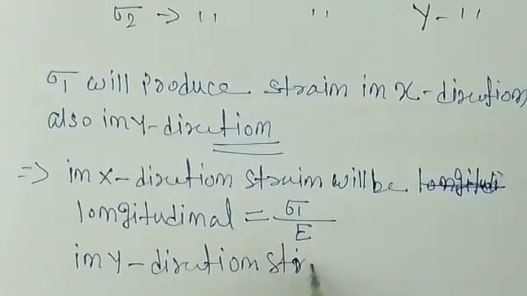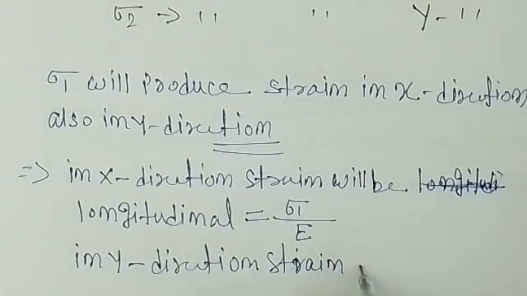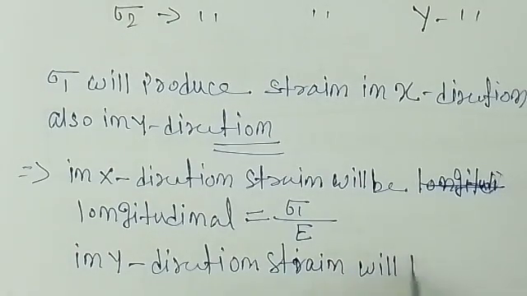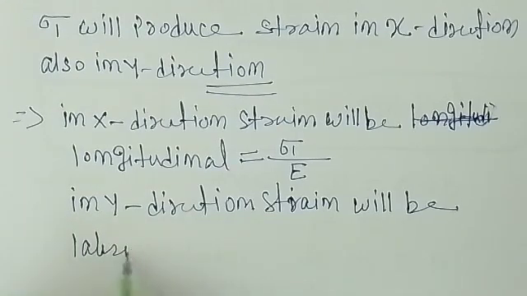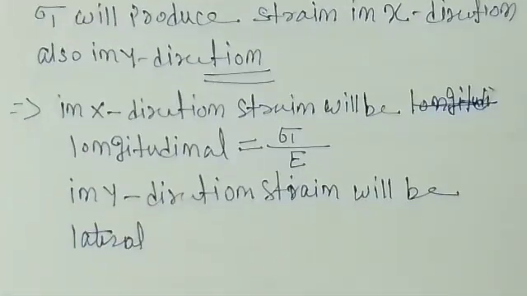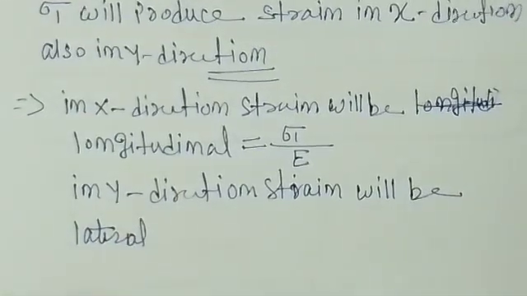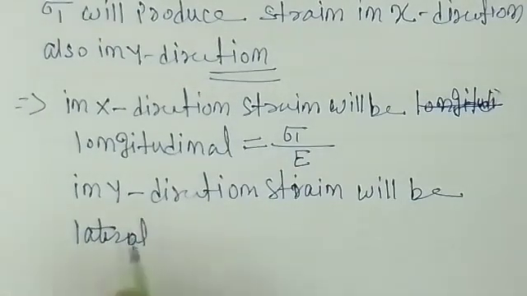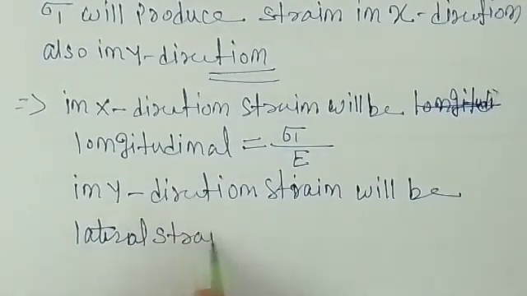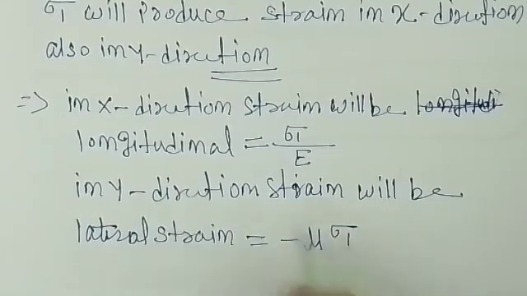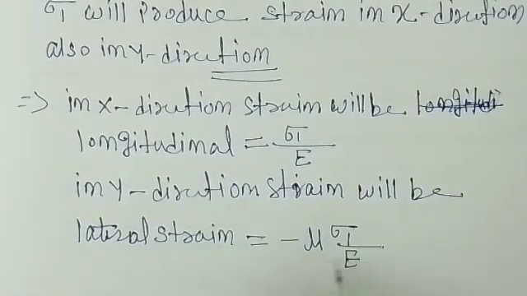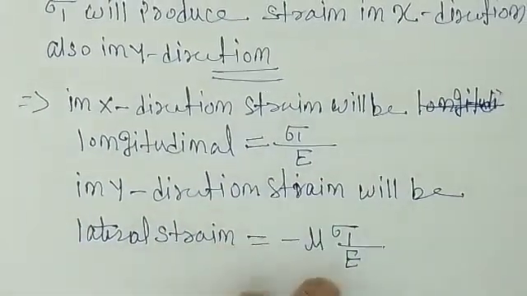And in the y direction, the strain will be lateral. So from Poisson's ratio, what is Poisson's ratio? That means lateral strain by longitudinal strain. It means the lateral strain is equal to minus mu times the longitudinal strain, and because of sigma 1, the longitudinal strain is sigma 1 by E. So this is the lateral strain because of this sigma 1.